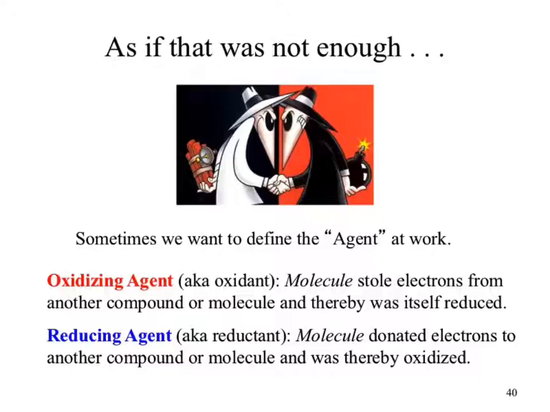So if you see the "ing" ending, the instant you see it, which is what I do: oxidizing agent, I want the one that was reduced. Reduced meant gain of electrons. I can now go back to my equation and find the element that gained electrons. Whatever compound contained that element, I now have the oxidizing agent.